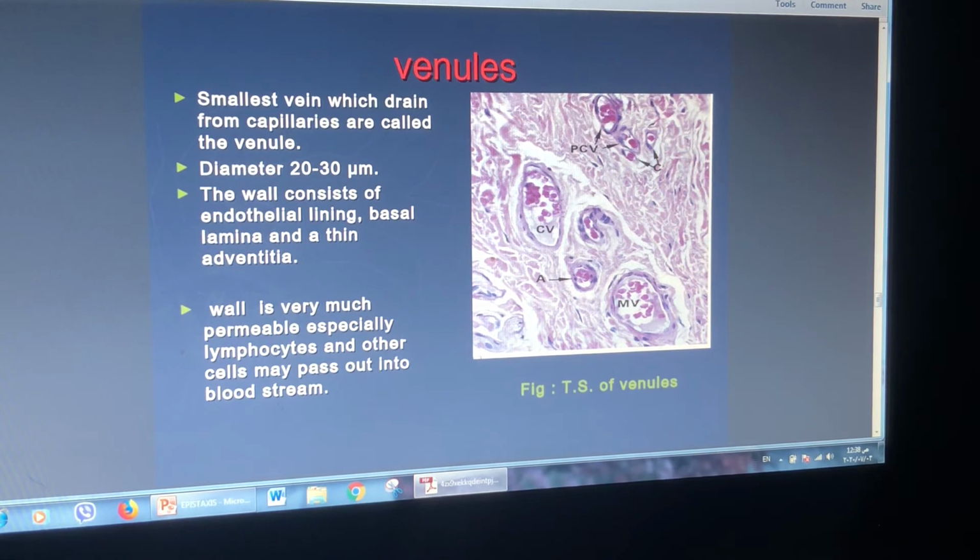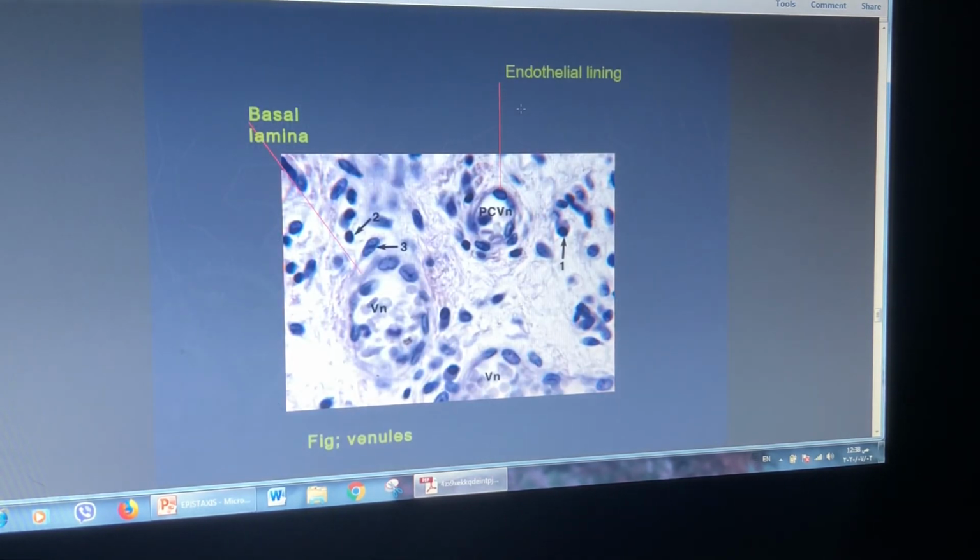Venules. The smallest veins, which drain from the capillaries, are called venules. The diameter is 20 to 30 micrometers. The wall consists of endothelial lining, basal lamina, and a thin adventitia. The wall is very permeable, so lymphocytes and other cells may pass out into the bloodstream. This slide shows us the venule, and this is the basal lamina, and this is the endothelial lining.